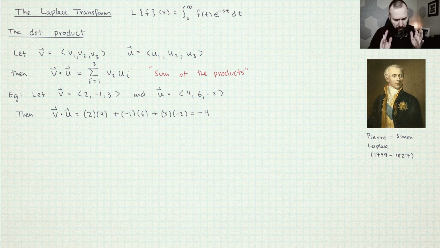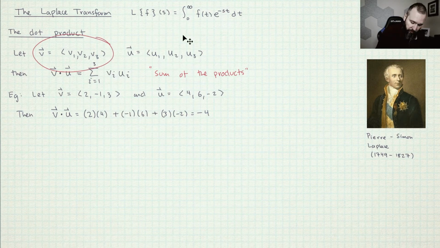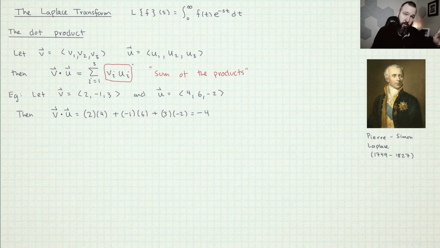Let's start by looking at one of my favorite math objects, the dot product. You may have seen this before, so I'll try to be brief. It's a way of combining two vectors. Sometimes people call it the scalar product. If you have two vectors, you multiply each of the coordinates. So the first coordinate of the first vector times the first coordinate of the second vector. You do that a bunch of times and then you add them all up.